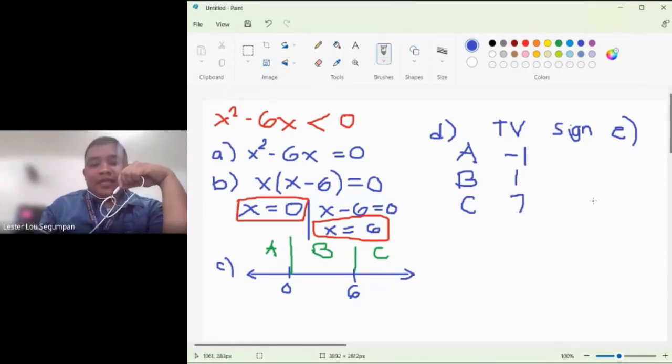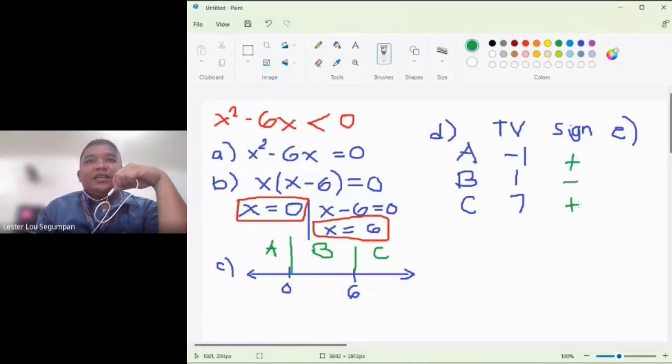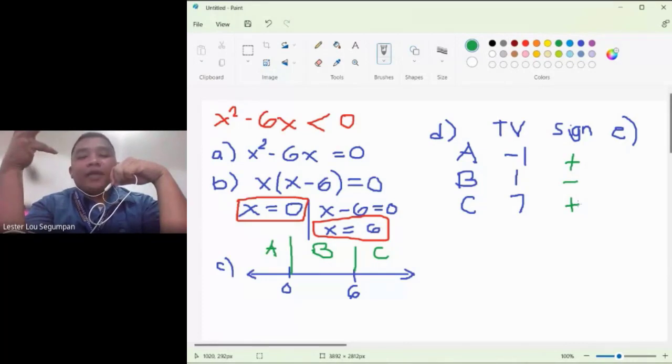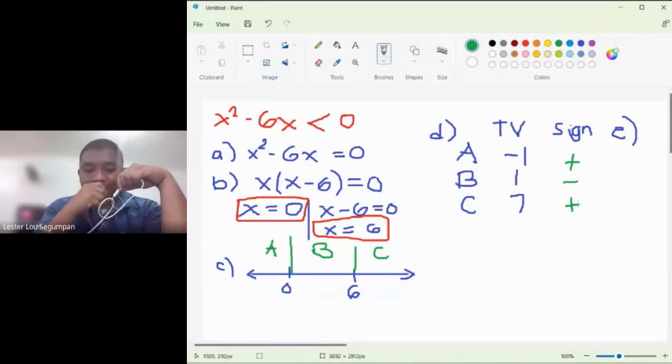Now, I also told you last time, it goes plus, minus, plus. It's automatic, plus, minus, plus. That becomes the trend. But if you would like to, you can always check it here as well.